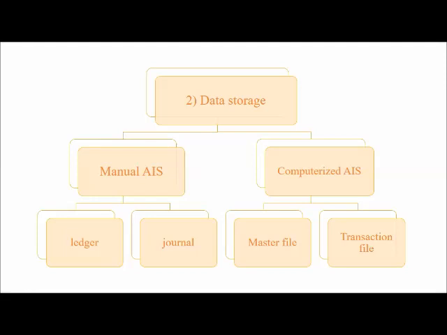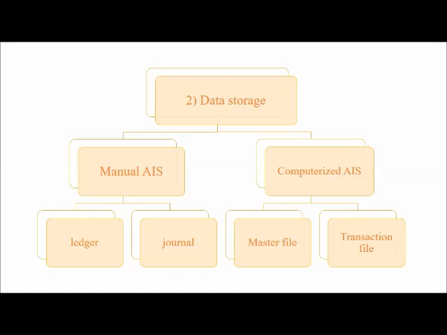The second step in the data processing cycle is data storage. Data storage will change according to the type of accounting information system that we are using. As you all know, data is considered one of the most important resources of any business. We have mentioned before that accounting information systems come in three types. The first type was the simple accounting information system. In this system, we depend on paper and pencil. It's just a manual system.